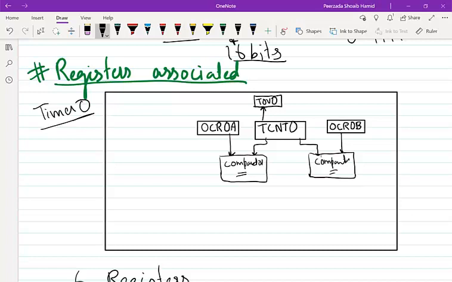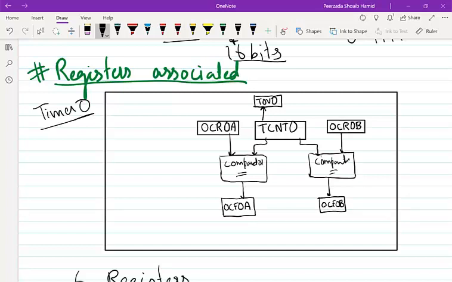I load these before starting the timer, and whenever the contents of the timer counter register become equal to either OCR0A or OCR0B, a particular flag is set. In case of OCR0A, that flag is again a single bit memory, OCF0A, and if the contents of the timer counter become equal to OCR0B, there is another flag, OCF0B.